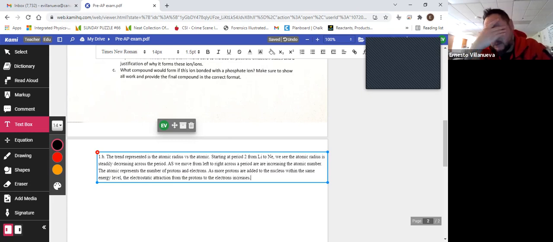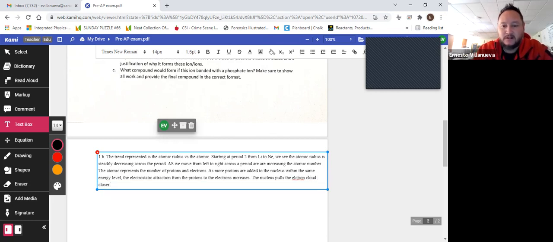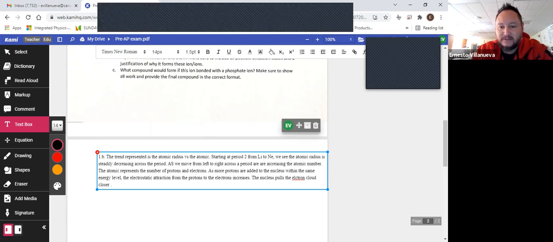Okay, now you can say the electrostatic attraction, or you can just say that the attraction between protons and electrons becomes greater. And as that becomes greater, the nucleus pulls the electron cloud closer. Yeah, sorry guys, trying to think and type at the same time here.